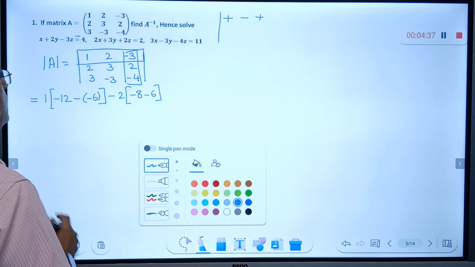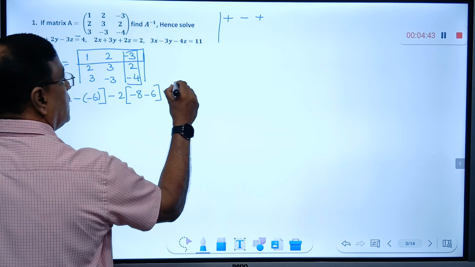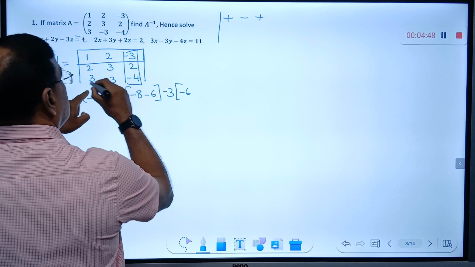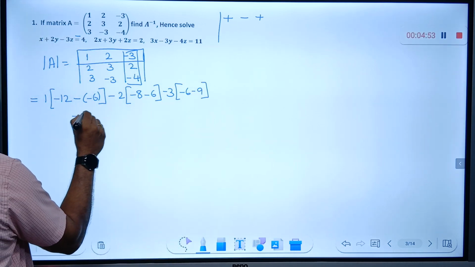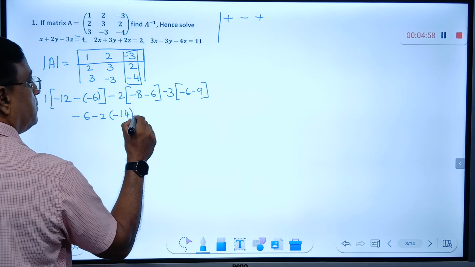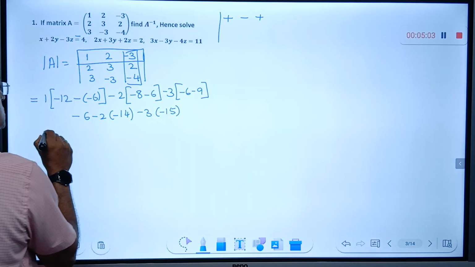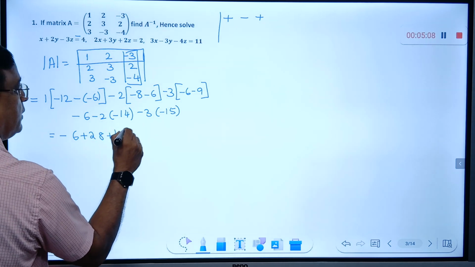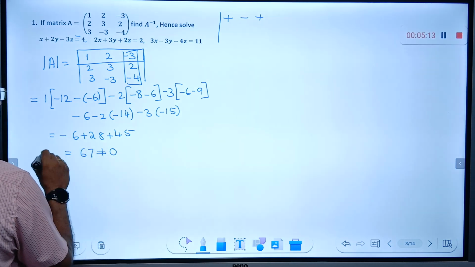The sign is plus, so it's minus 3 into minus 6, minus 9. So it is minus 6, minus 2 into minus 14, minus 3 into minus 15. So this is minus 6 plus 28 plus 45. So it is 67, which is not equal to 0.